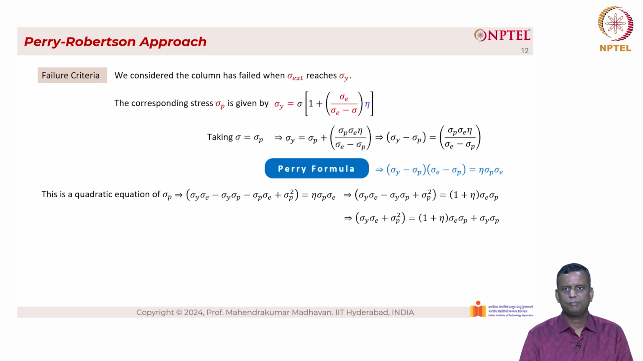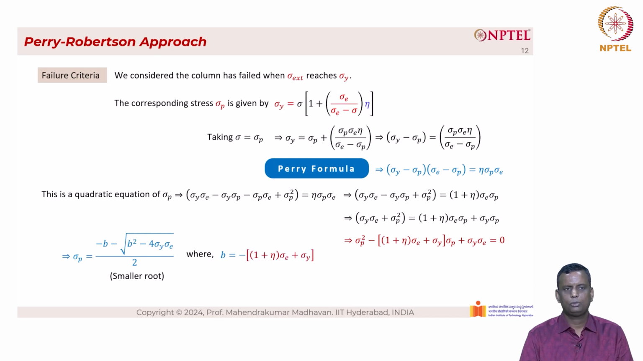This again can be further simplified by taking sigma y sigma P to the other side as well. So in the left hand side, you have sigma y sigma E plus sigma P square is equal to 1 plus eta into sigma E sigma P plus sigma y sigma P, which can be further simplified in the form of a quadratic equation: sigma P square minus of 1 plus eta into sigma E plus sigma y into sigma sub P plus sigma y sigma E is equal to 0. Here, the value of sigma P is equal to minus B minus root of B square minus 4 into sigma y sigma E, all divided by 2. This is the smaller root in the quadratic equation, where B equals minus of 1 plus eta into sigma E plus sigma y.